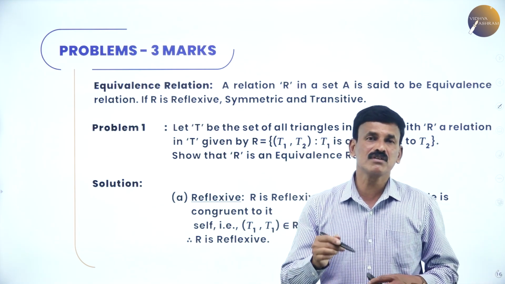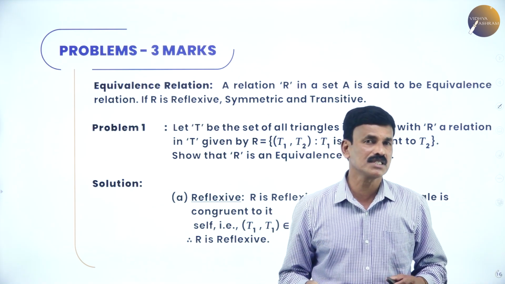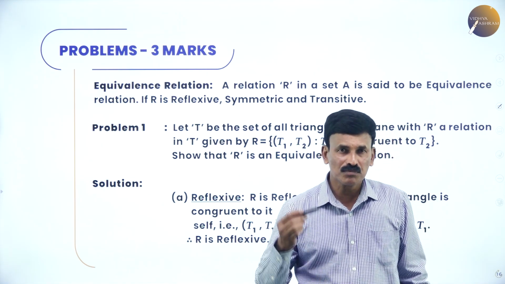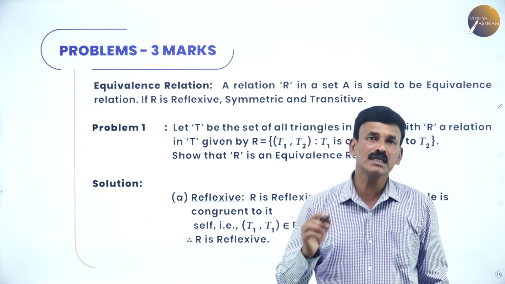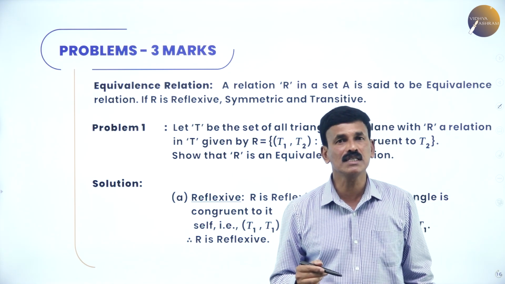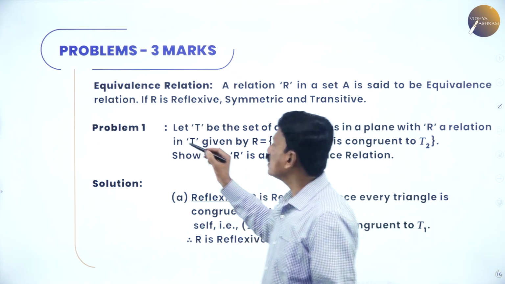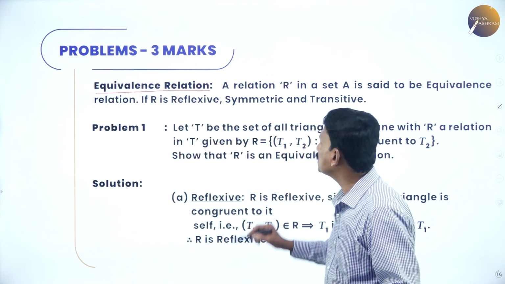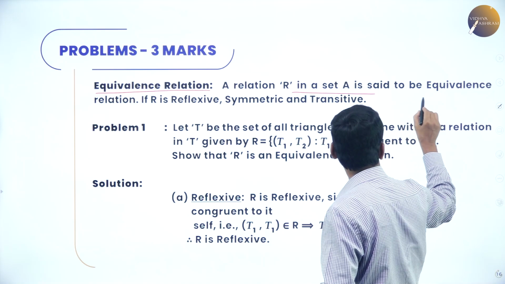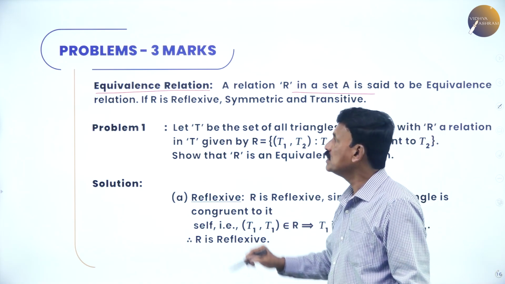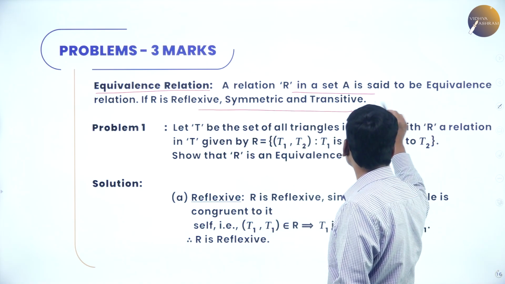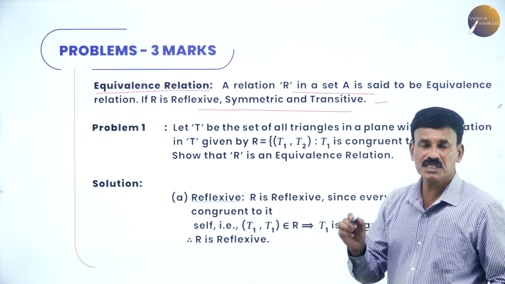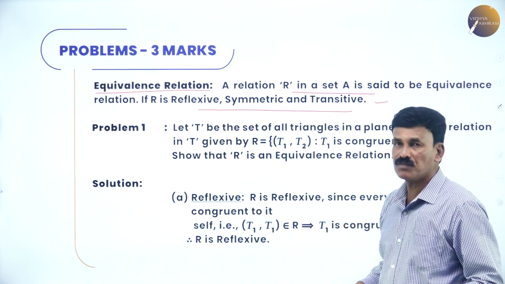Just now we have solved problems regarding reflexive, symmetric and transitive properties. Suppose a relation R is reflexive, symmetric and transitive, such a relation is called an equivalence relation. Now, let us define an equivalence relation. A relation R on a set A is called an equivalence relation if R is reflexive, symmetric and transitive.